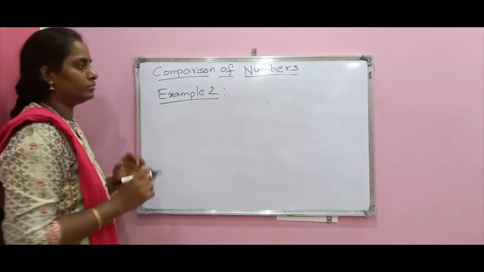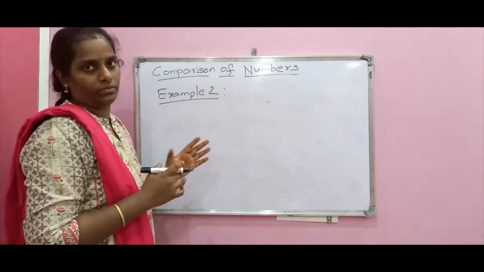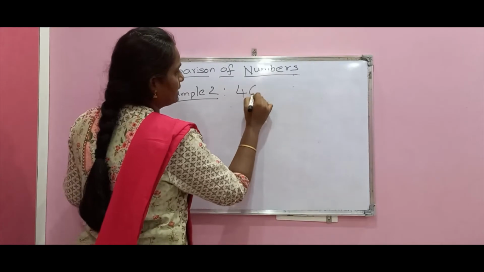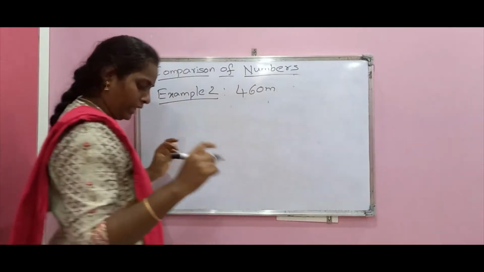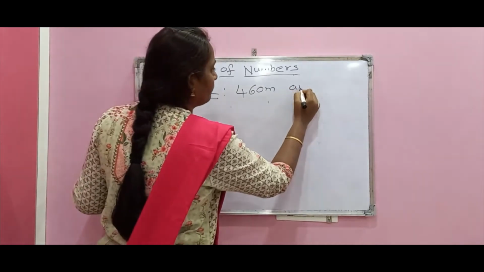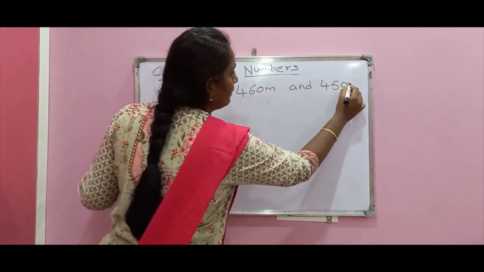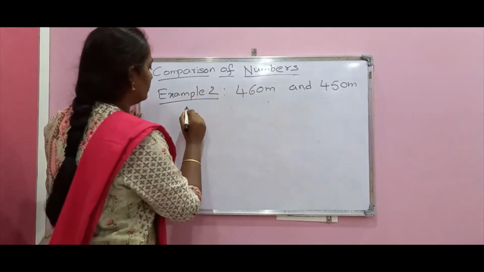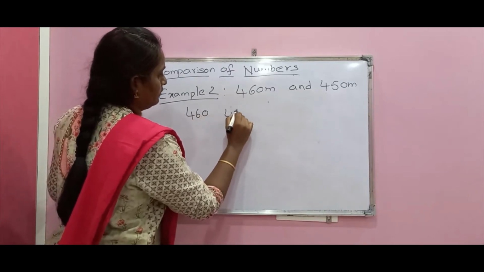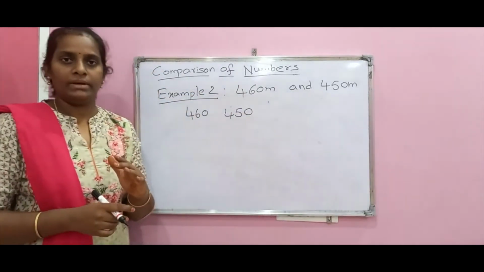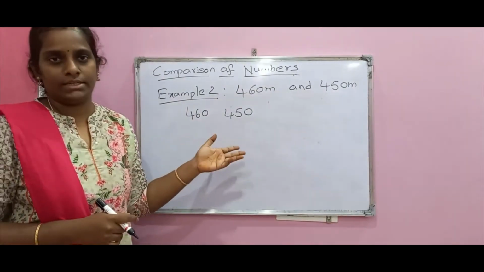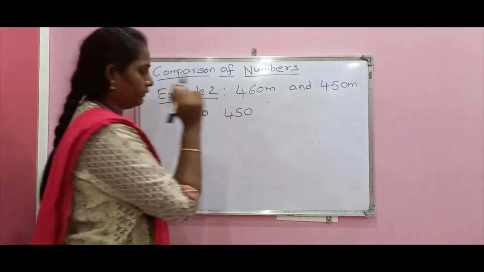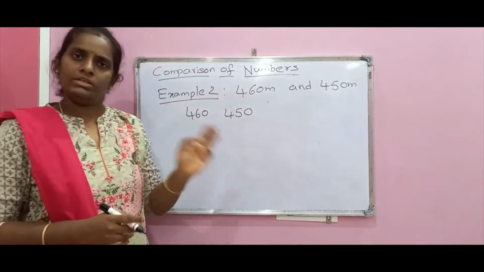Example 2. Here we have to compare two trees, which is the taller tree. One tree height is 460 meters and another tree height is 450 meters. Now we need to compare these two. Based on the first method, first we'll check how many digits are there. Here 1, 2, 3. 3 digits are there. Here 1, 2, 3. 3 digits are there. In these two numbers, the same number of digits are there.